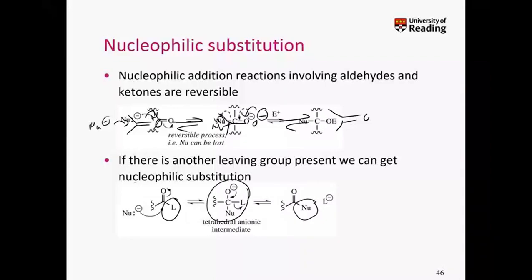Our nucleophile attacks, so we have this tetrahedral species, and then it has a choice. We could protonate the oxygen, we could just have the nucleophile leave again, or we can have the leaving group leave. And depending on which one of those it does, you will end up with a different product. But what we're going to talk about now is the fact that if you have the leaving group leave, you get a substitution rather than an addition.